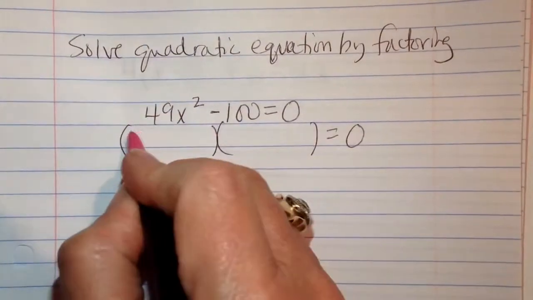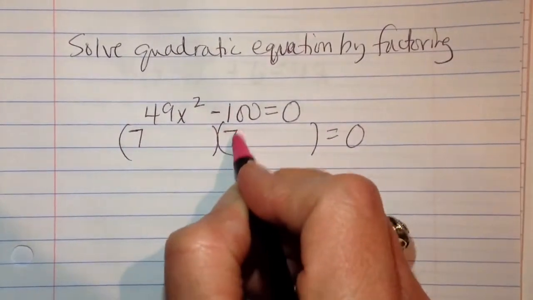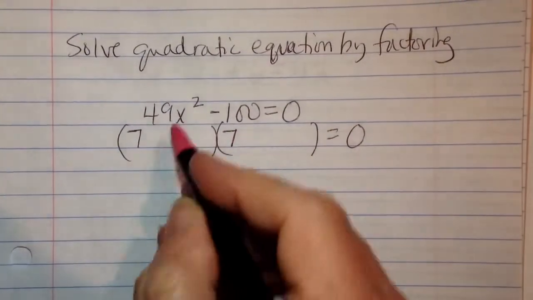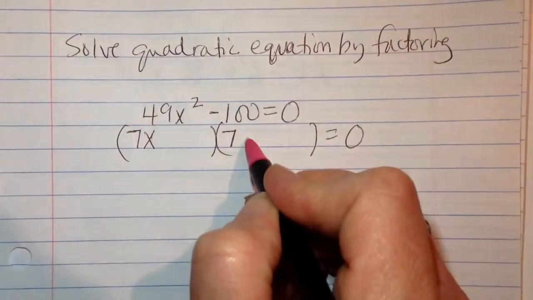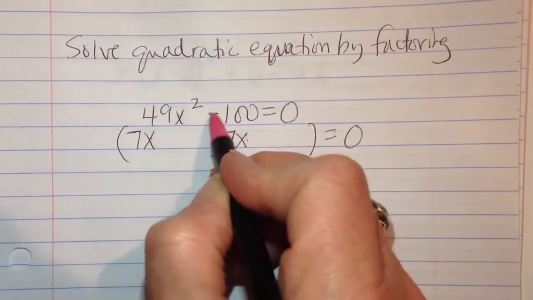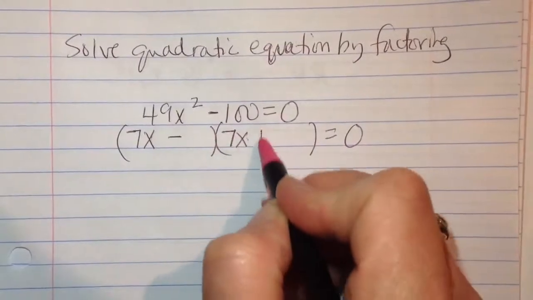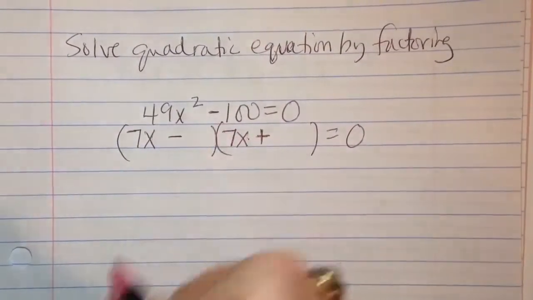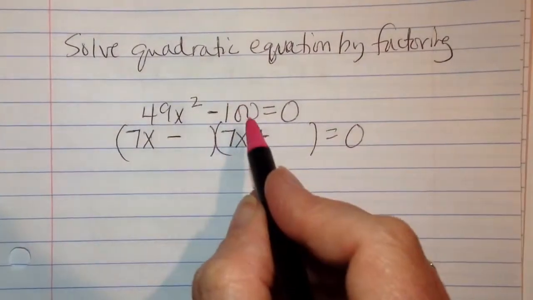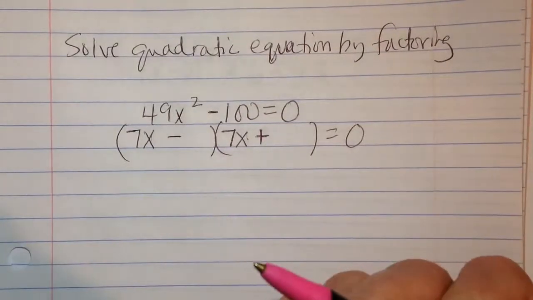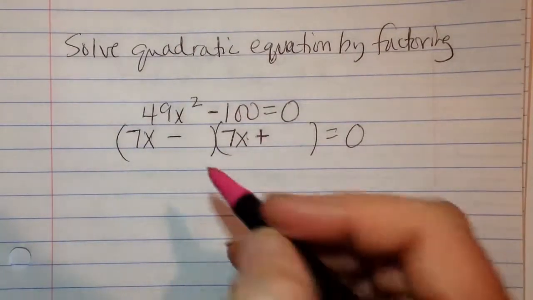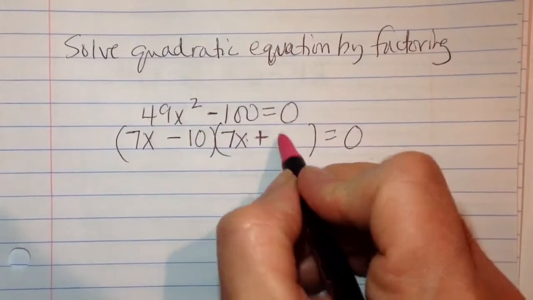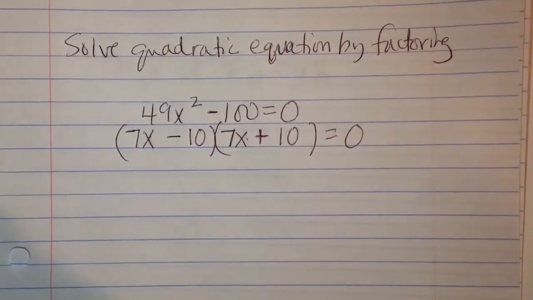The square root of 49, we can break that apart as 7 times 7. We break up x squared to x and x. And we have a negative and a positive to multiply together to give me a negative. What numbers multiply together to give you 100? Or you can look at it as square root of 100 is 10. You're going to use 10 and 10.